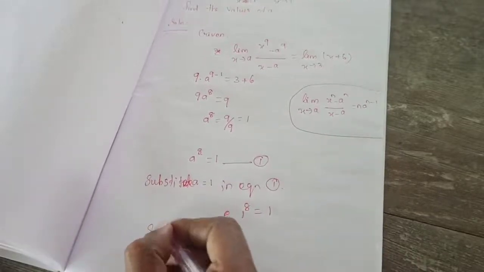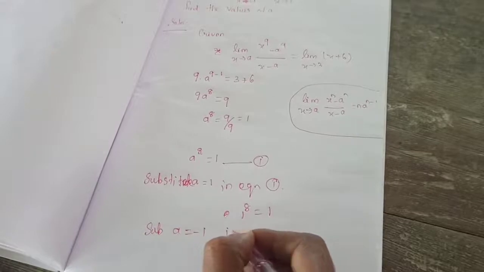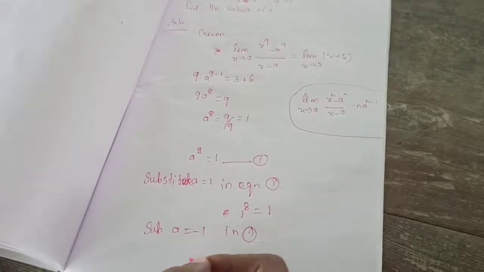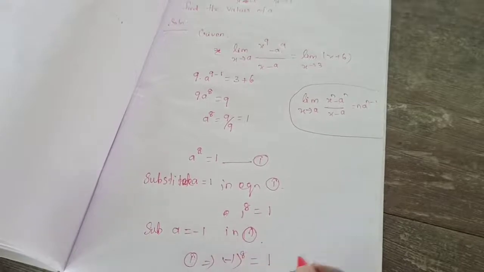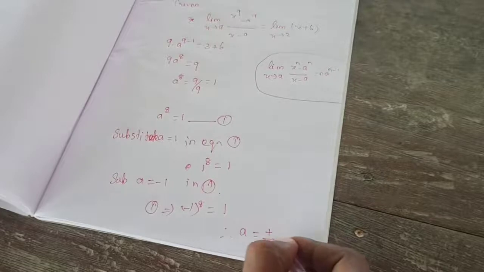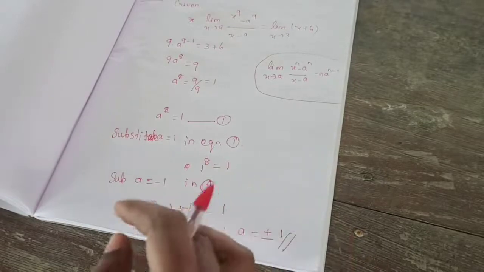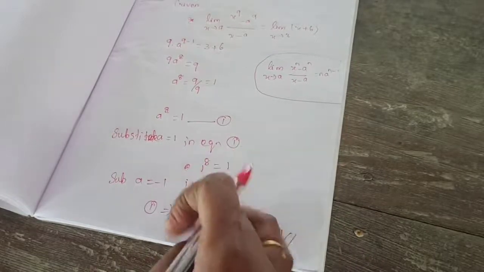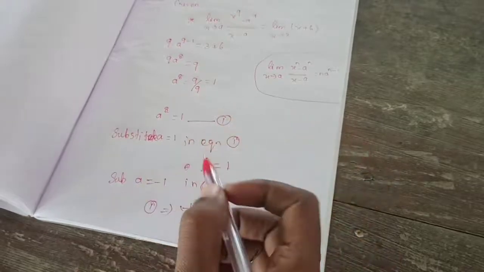Same as that, substitute a equal to minus 1 in equation 1. What will happen? Minus 1 the whole power 8, that also the value will be 1, is it right? Therefore, for a what are the values? Plus or minus 1. Okay, so easily you can understand, because of that I gave the steps and all. If you are thorough, no problem.